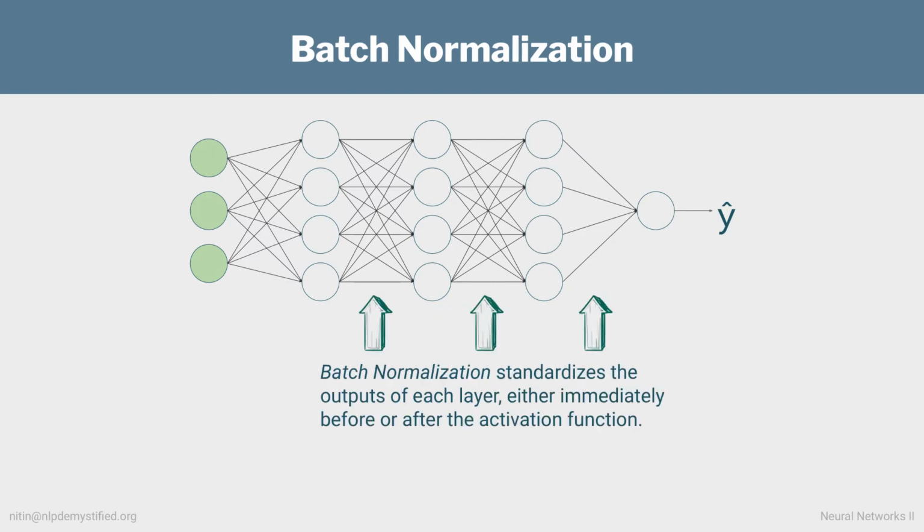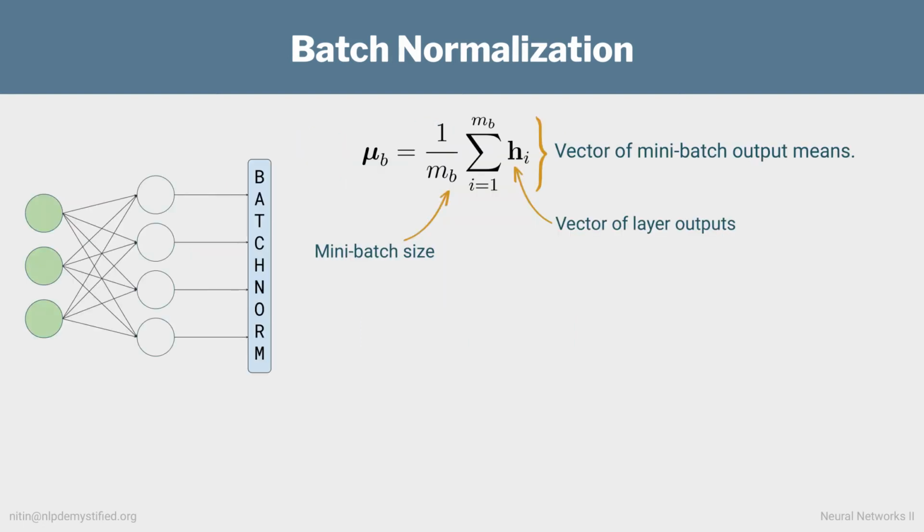Batch normalization standardizes the outputs of each layer, either before or after the activation function. So it's called batch normalization, but really what happens is standardization. The general effect is faster and more stable training, higher accuracy, and allowing for higher learning rates, and we'll get to why in a moment. It's called batch normalization because a layer's output is standardized using the whole batch's mean and variance. Let's clarify with some math.